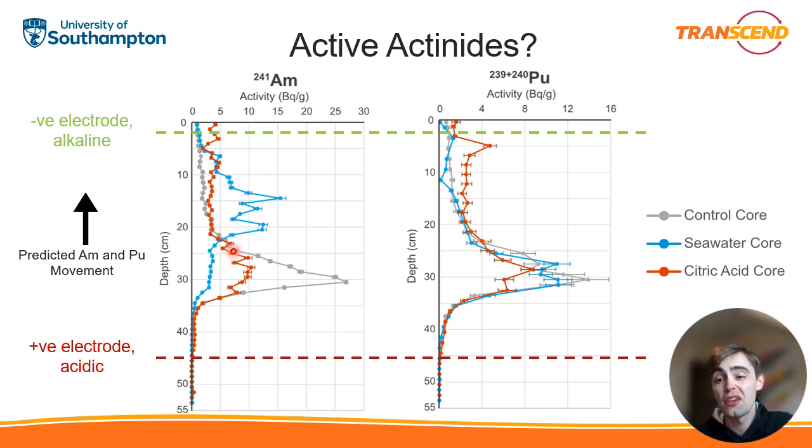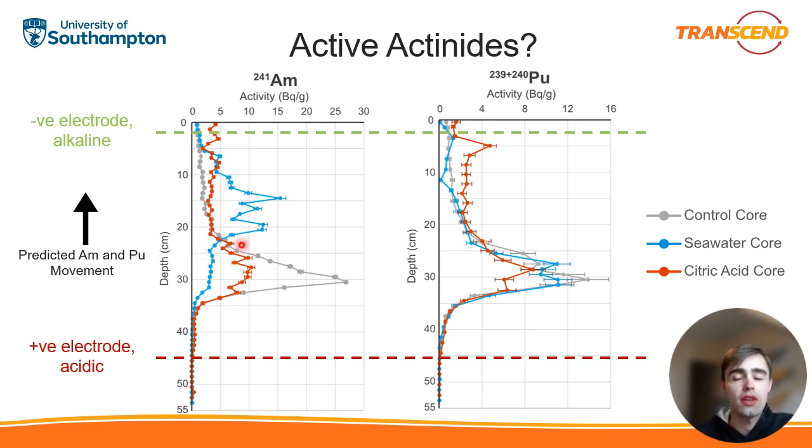seawater, because we'd probably expect the citric acid to be more effective at remobilizing than the seawater. But whilst the citric acid was still very good at remobilizing the americium from this original peak at about 30 centimeters depth, you can see that it's not as extreme as in the case of the seawater.